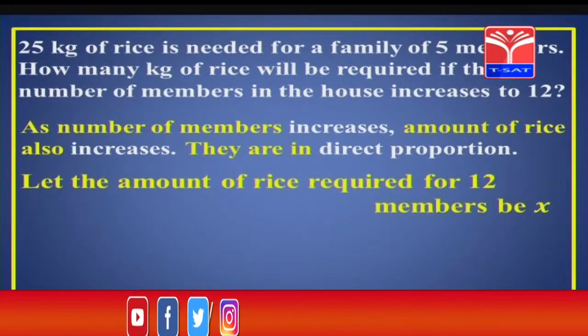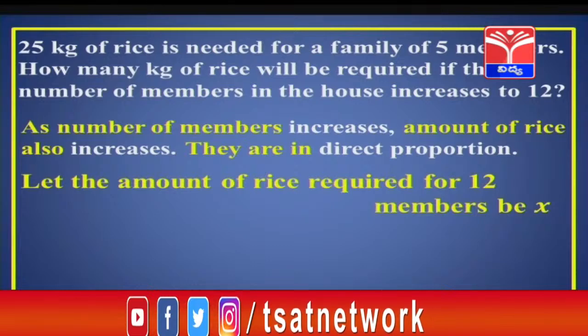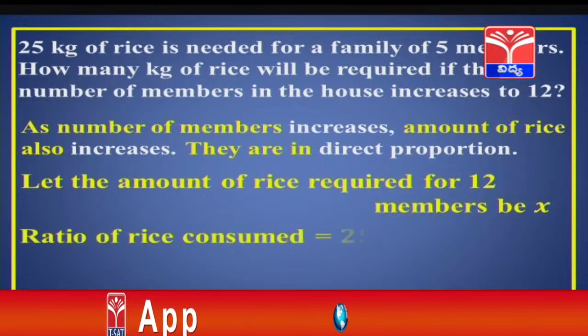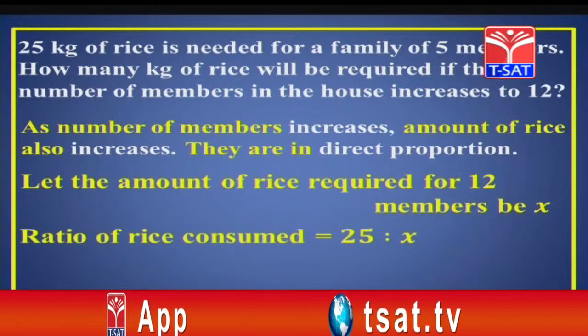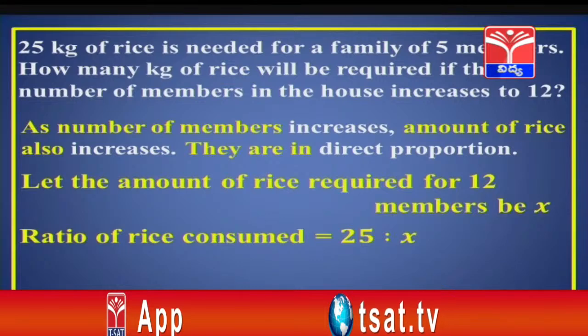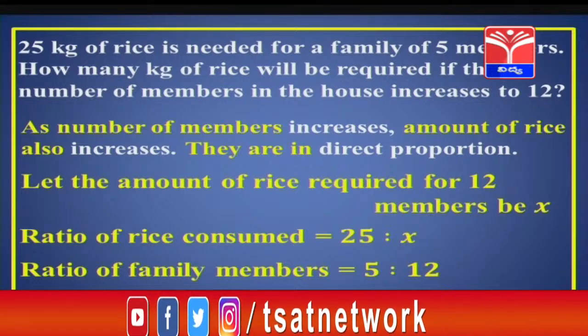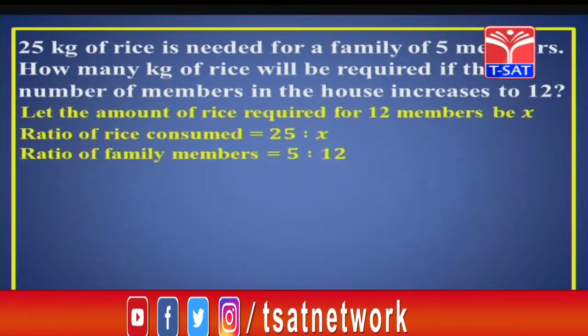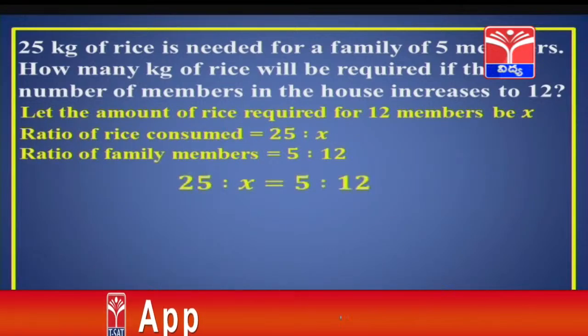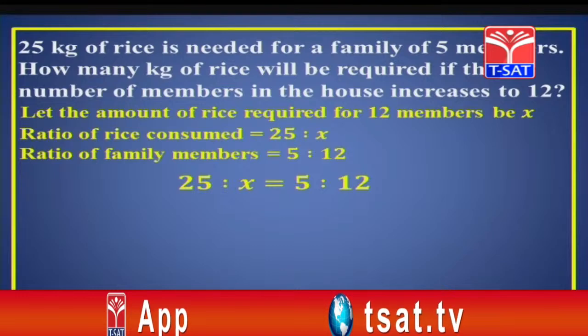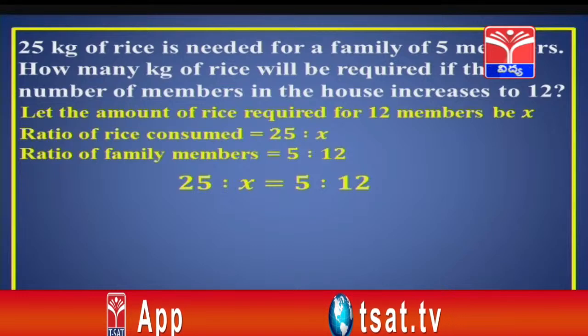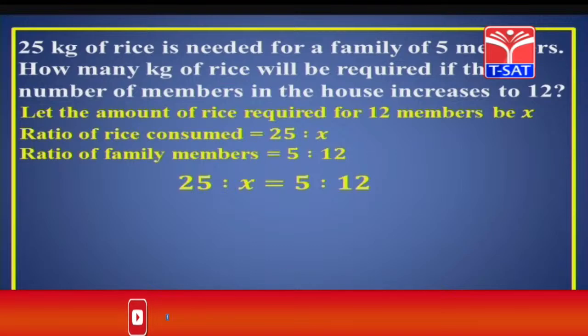So, let the amount of rice required for 12 members be x. Since we do not know that quantity, we are assuming it as x. Now, what is the ratio of rice consumed? 25 is to x. What is the ratio of family members? Previously there were 5, now increased to 12. So, it is 5 is to 12. Now, this ratio of rice and the ratio of family members are in direct proportion. So, 25 is to x is equal to 5 is to 12.